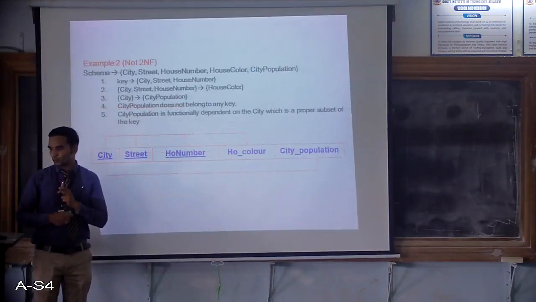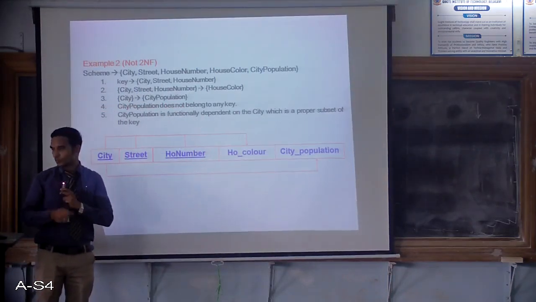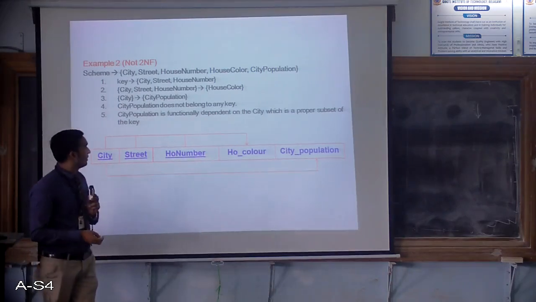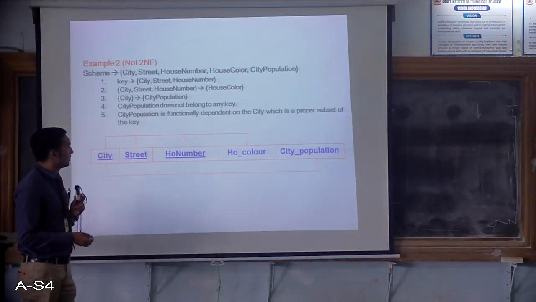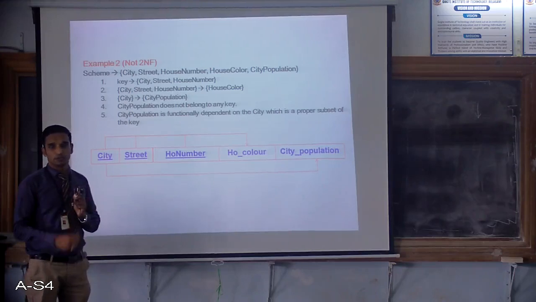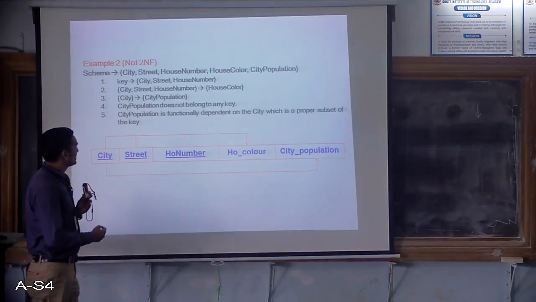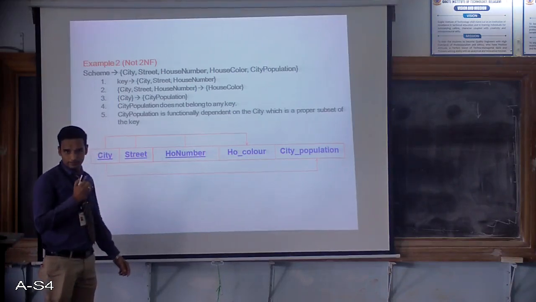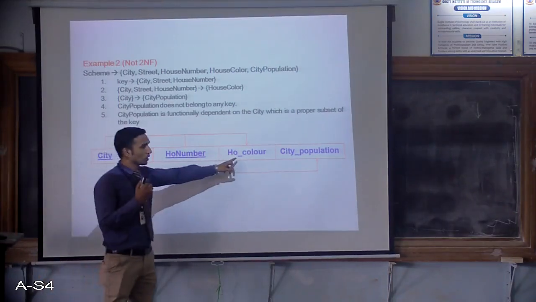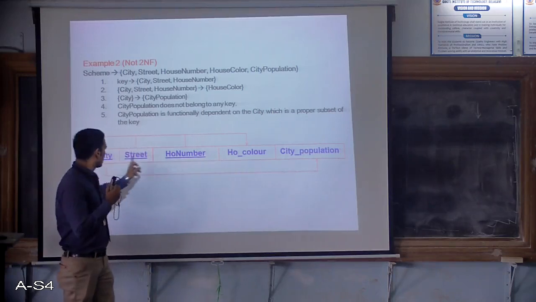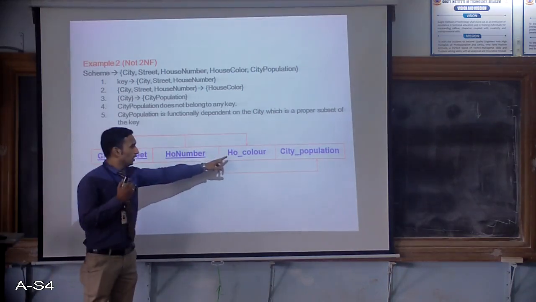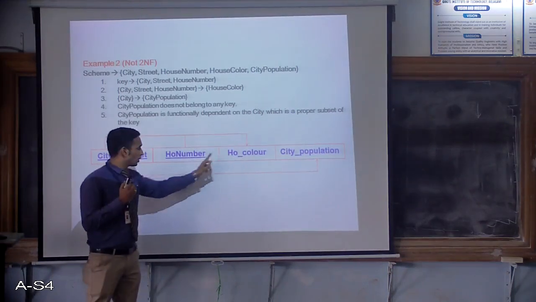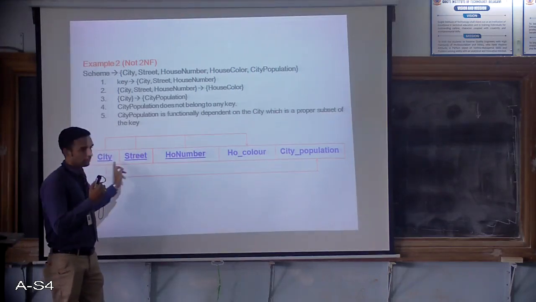One more example for this. Take this example now. There is one table with city, street, house number, house color and city population. Right? So what happens here is, they have told city, street and house number as the key attribute. Now if you look at this, if I want to know the color of the house, I should know city, street and house number. So the non-key attribute is dependent on the entire key attribute. Till now here it is in 2NF.